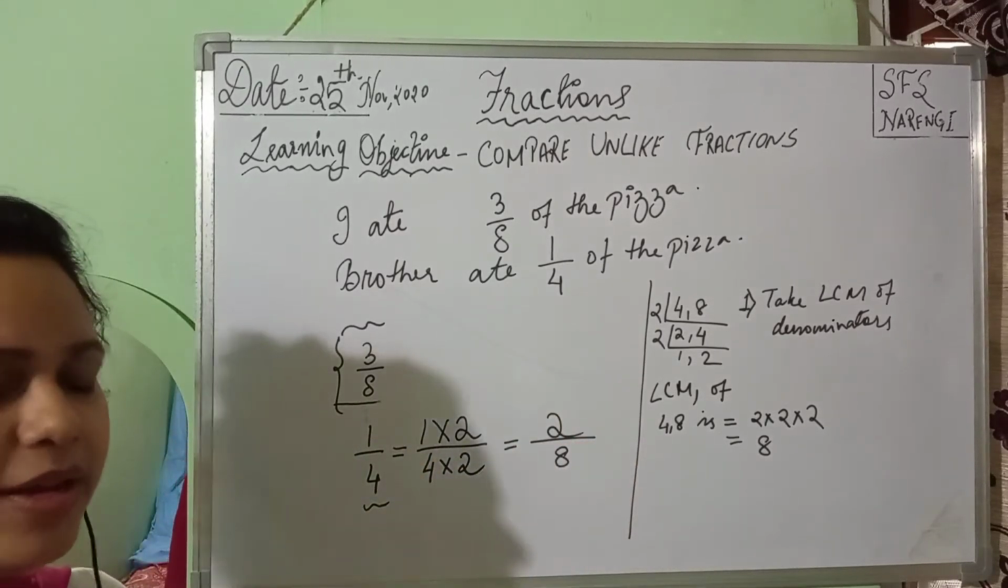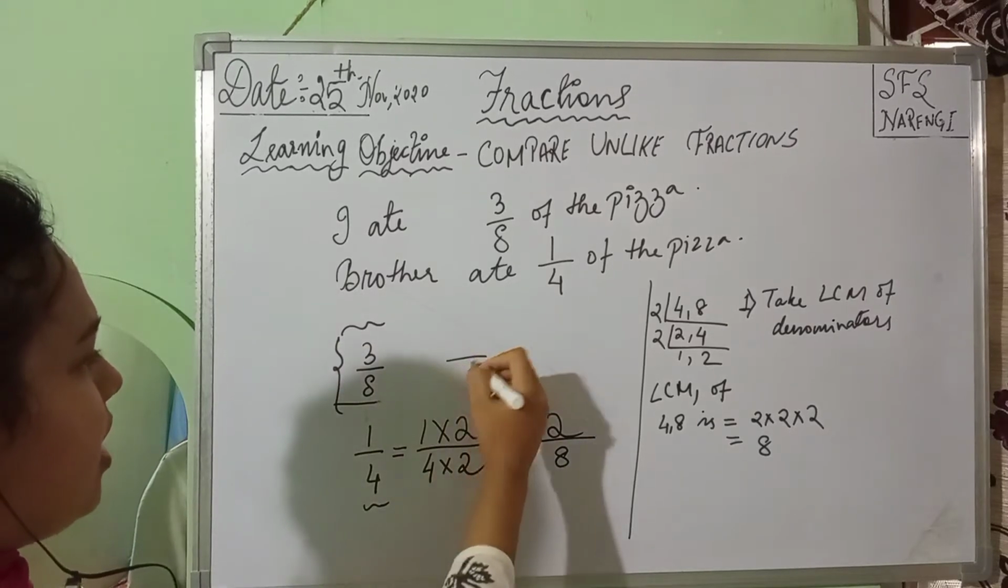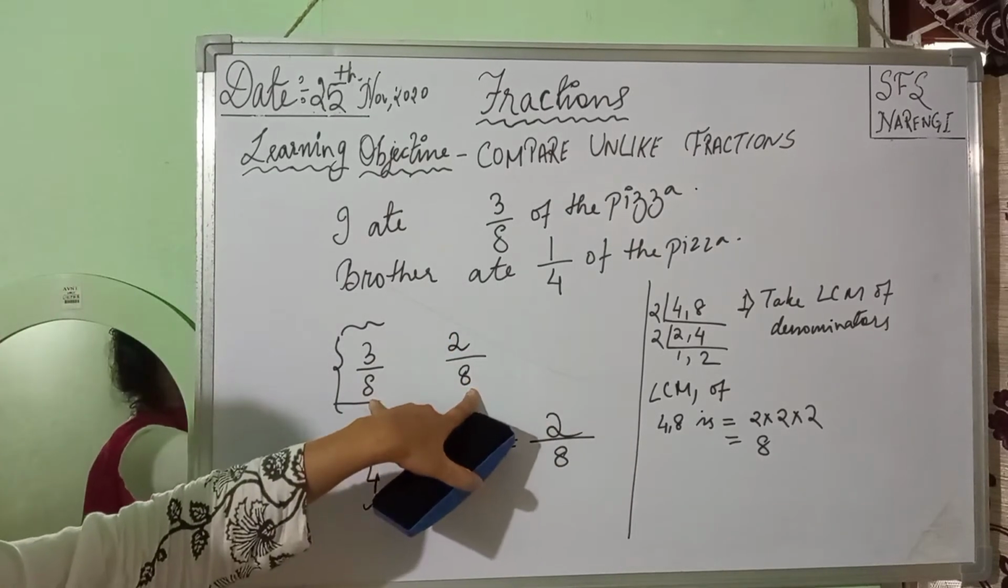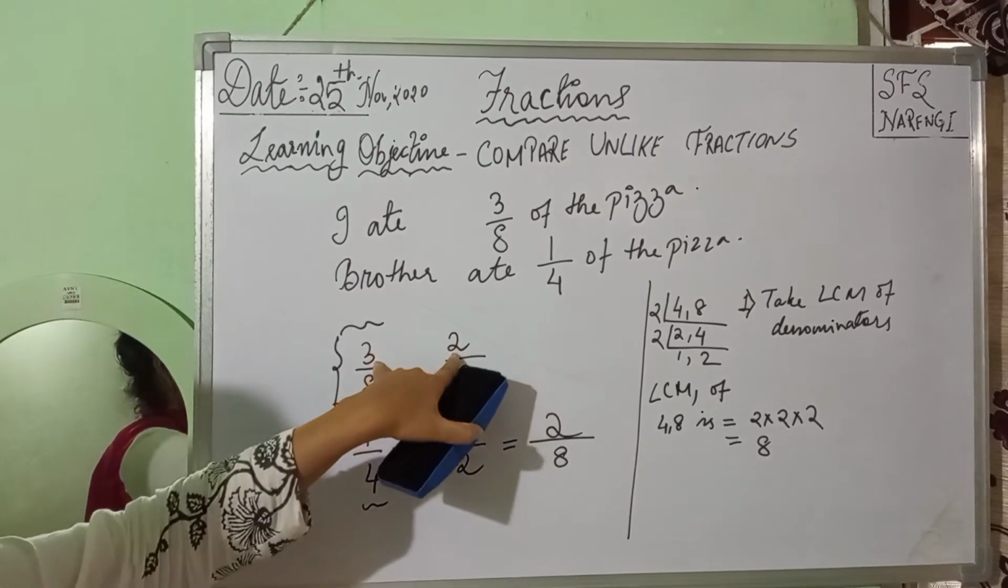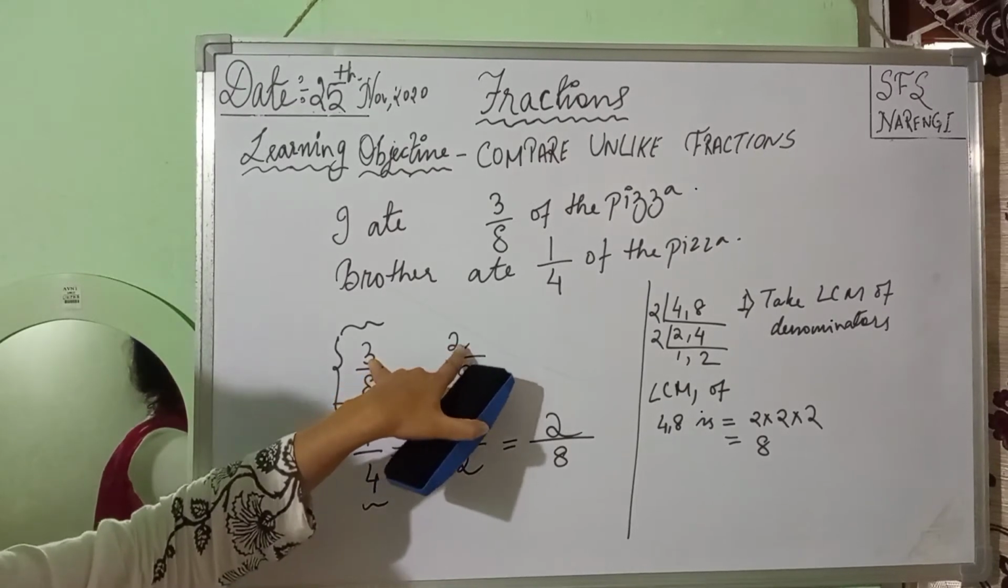They are equivalent to one another. We have done that before. So the denominators are the same. Right? Since the denominators are the same, what you have to do? You have to compare the numerators. Okay. Now here 3 is greater than 2.